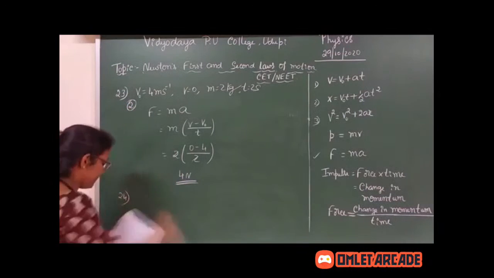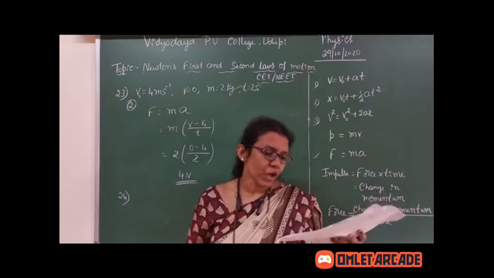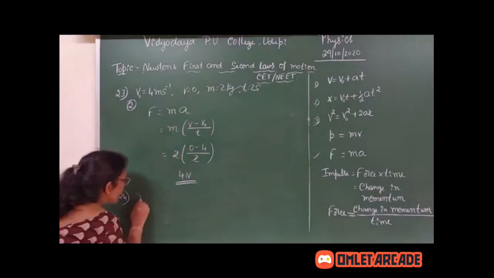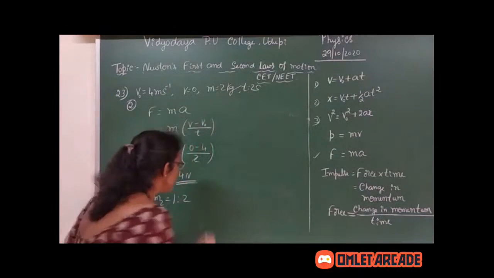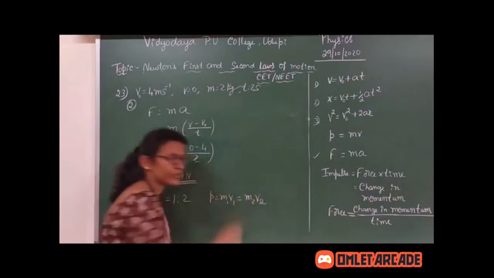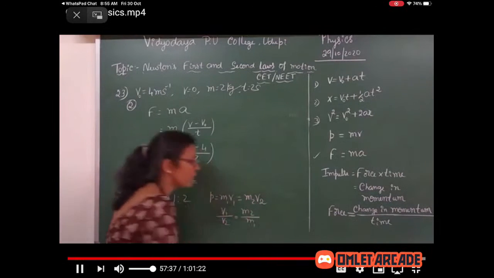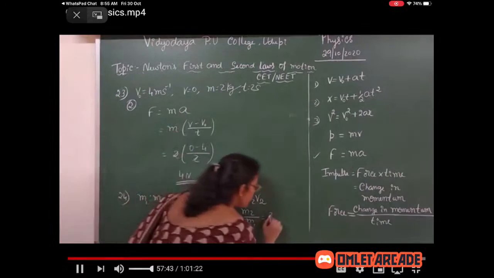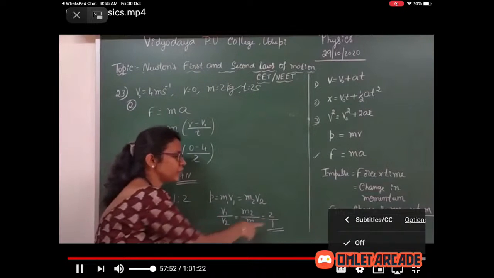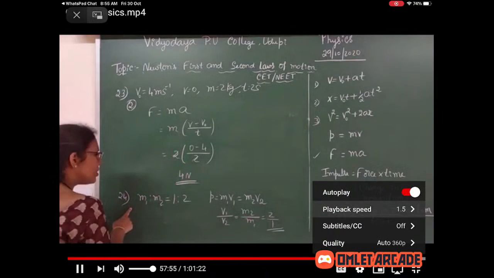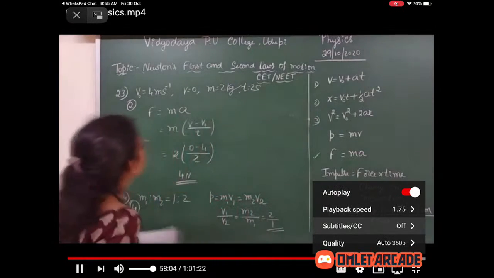Next, question number 24. Two bodies having masses in a ratio of 1:2 possess equal momentum. The ratio of their velocities is, what is given? The masses are in the ratio m1:m2 equal to 1:2, and they possess equal momentum. So p = m1v1 = m2v2. Now we need the ratio of their velocity, v1 by v2, which is m2 by m1. The ratio of m2 to m1 is 2 by 1. So the ratio of the velocities v1 by v2 is 2:1. Right option is 4:1. Next, question number 25.